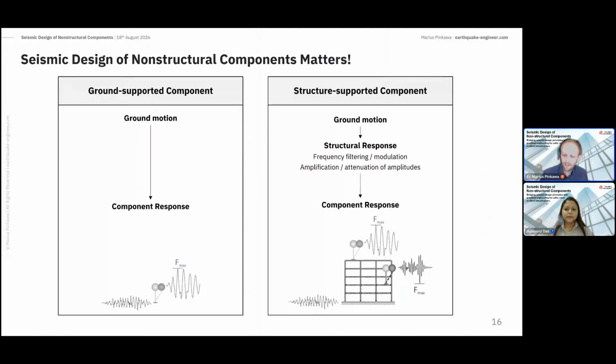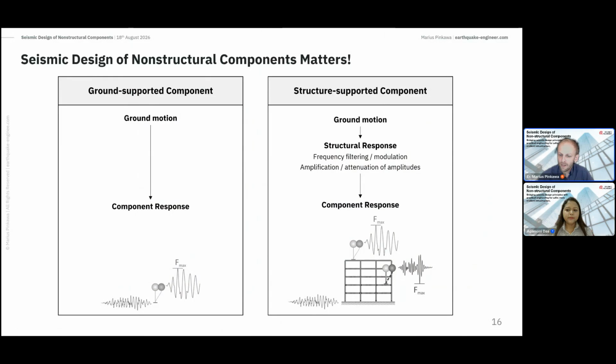But a component attached to the building, especially at the rooftop, will have a totally different input, because the ground motion, which starts at the ground, enters the building and shakes it, and it very much influences or alters the response, or alters the signal. And usually it is amplified up to the roof, and the acceleration at the floor, which is the base excitation to the component, is much larger than the ground acceleration.